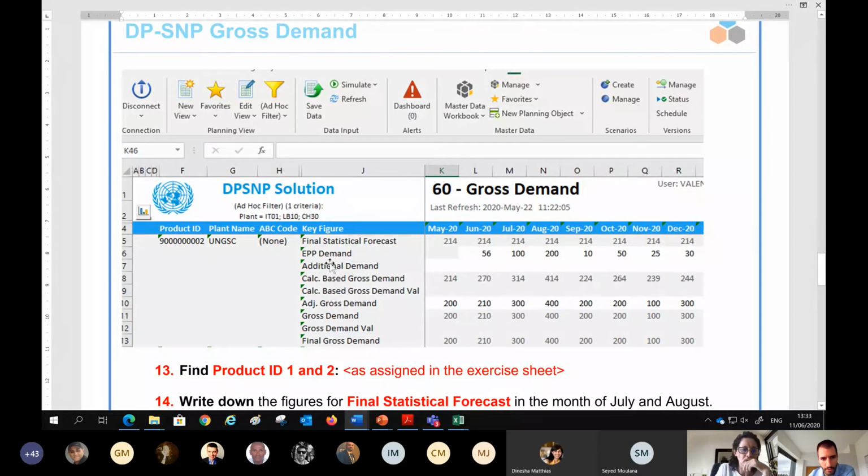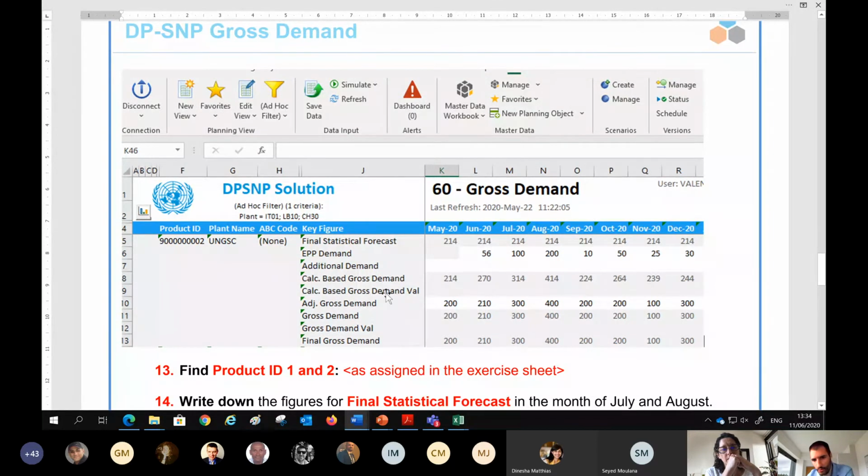So these first three key figures are the three components that we always said, together, make our gross demand. What do we have under calculated base gross demand? It is the addition of these three. If you look at this month, June, you'll see the calculated gross demand is 214 plus 56, 270. Or here in July, you have 214 plus 100, 340. So the calculated base gross demand will have the addition of the three elements. This is your calculated gross demand.